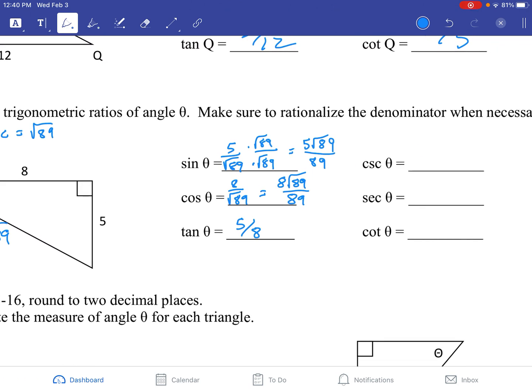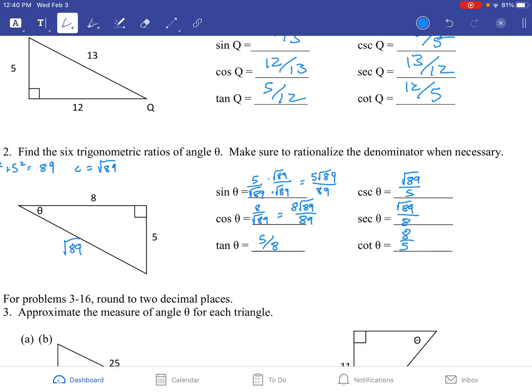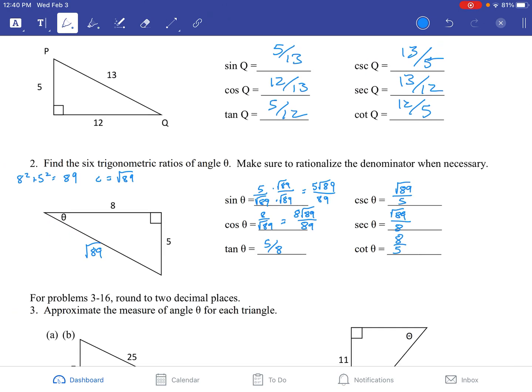Cosecant will give you the square root of 89 over 5. Secant will give you the square root of 89 over 8. And cotangent will give you 8 over 5. Again, if you can reduce those fractions, you should. In these cases, you can't, so you don't have to. And again, it does not ask you to find what theta is. It asks you for the ratios.